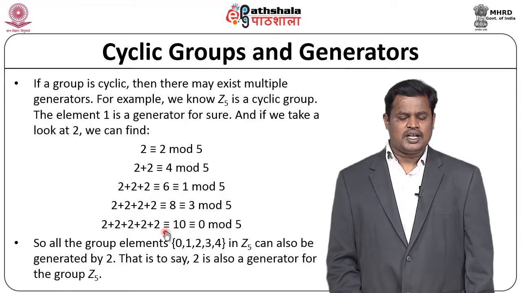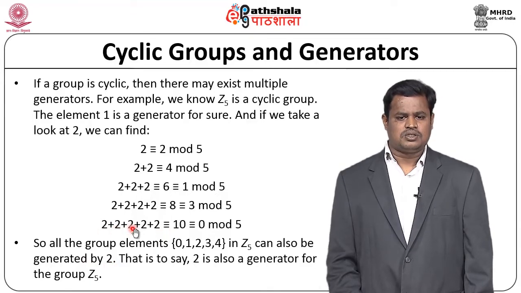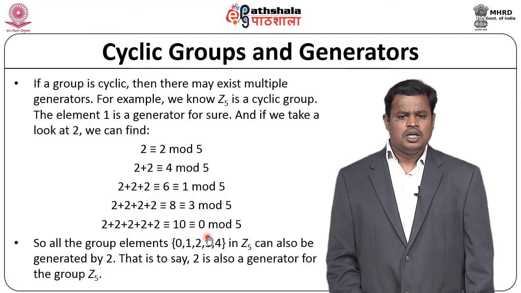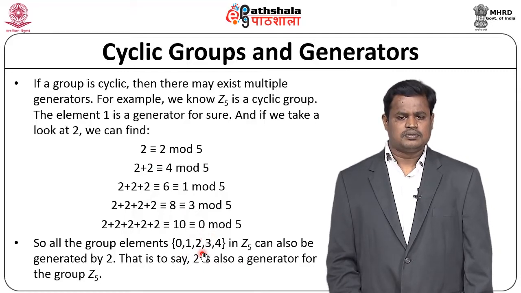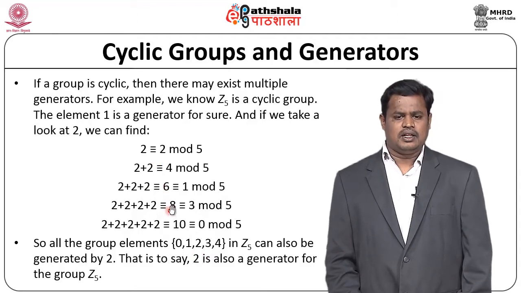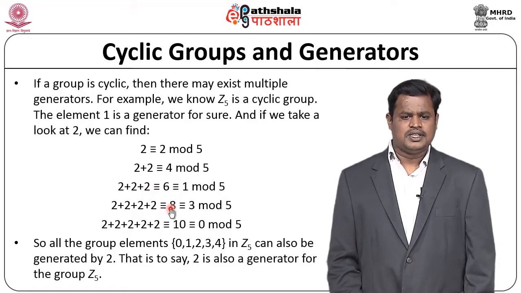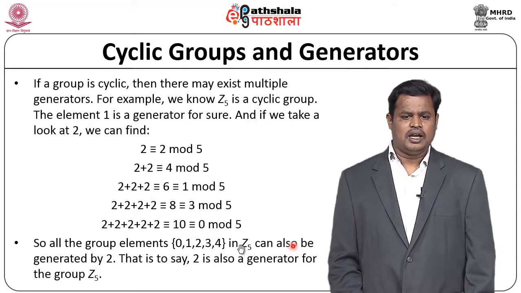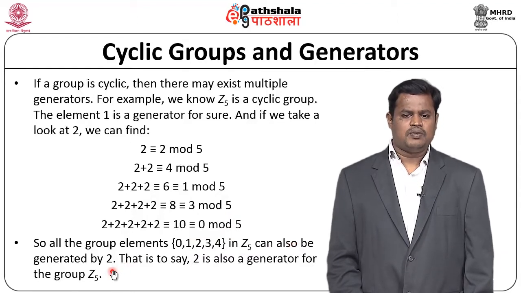Now, for example, I go for 2 plus 2 plus 2 plus 2 plus 2 plus, I am adding another 2, 12. Again, I go for the mod operation, 12 mod 5, I will get 2, which is again a member of this particular group. Then 14 mod 5 gives 4, then 16 mod 5 gives 1, like that. Whenever I repeatedly do the operation of the particular group, the generator must provide all the elements within that particular group. We say that is a cyclic group.